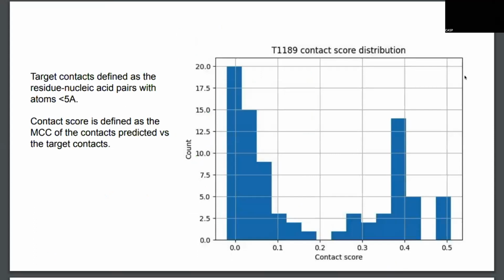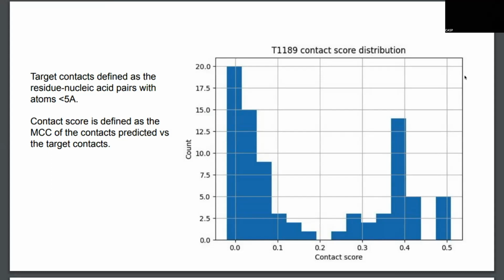So first we needed to define our contacts. The way I did this was to take the target structure and then take all the nucleic acids and amino acids which had at least an atom within 5 angstroms of one another. It's fairly crude. And then we defined the contact score in terms of the contacts in the predictions which match the targets, and we scored them using the Matthews correlation coefficient.